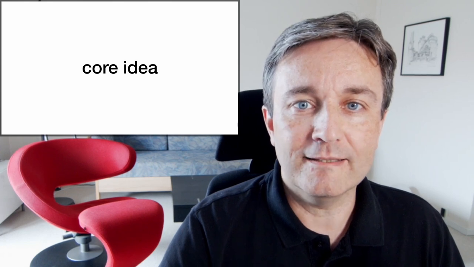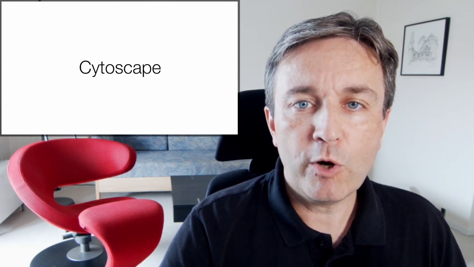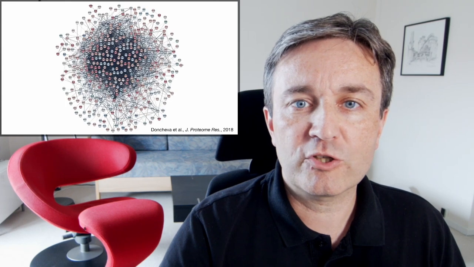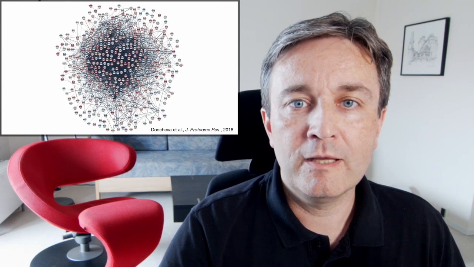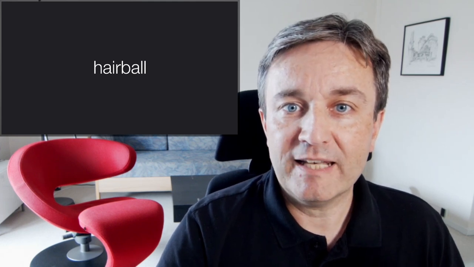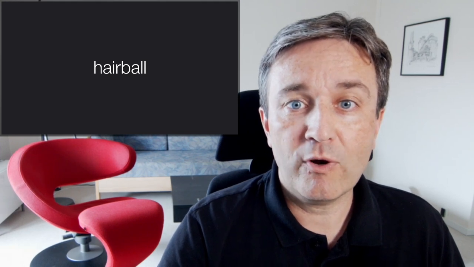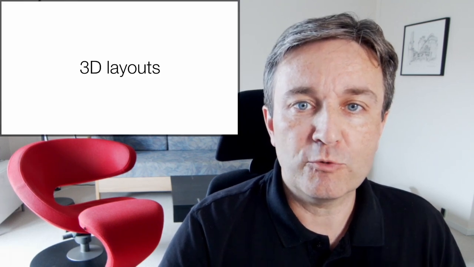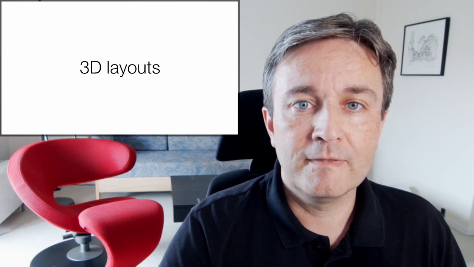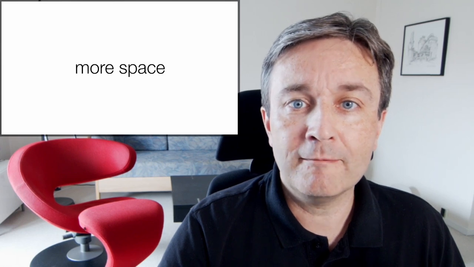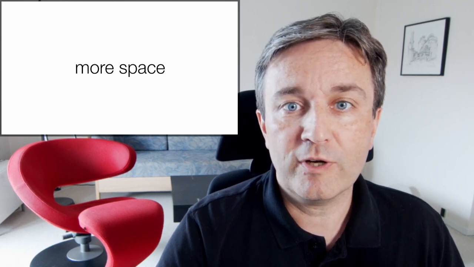So what is the core idea of Arena3D? If you're working with network visualization using tools like Cytoscape, you have for sure worked with 2D layouts, which for large networks typically end up looking something like this, which is referred to as a hairball. There are many ways of trying to circumvent the problem of hairballs, including clustering, which I've covered in earlier presentations. However, an alternative approach is to go from 2D to 3D layouts. This, of course, gives you more space, one more dimension to spread out the nodes in, and therefore making it easier to look at hairballs.